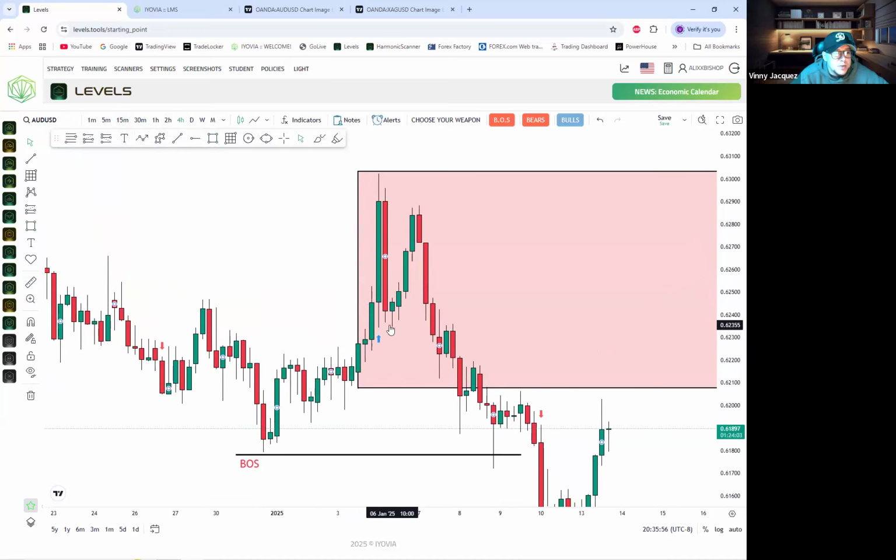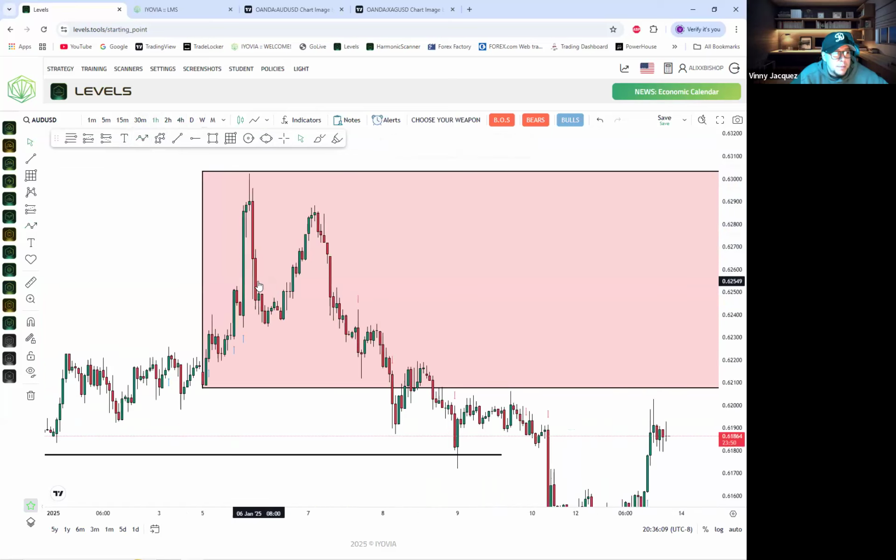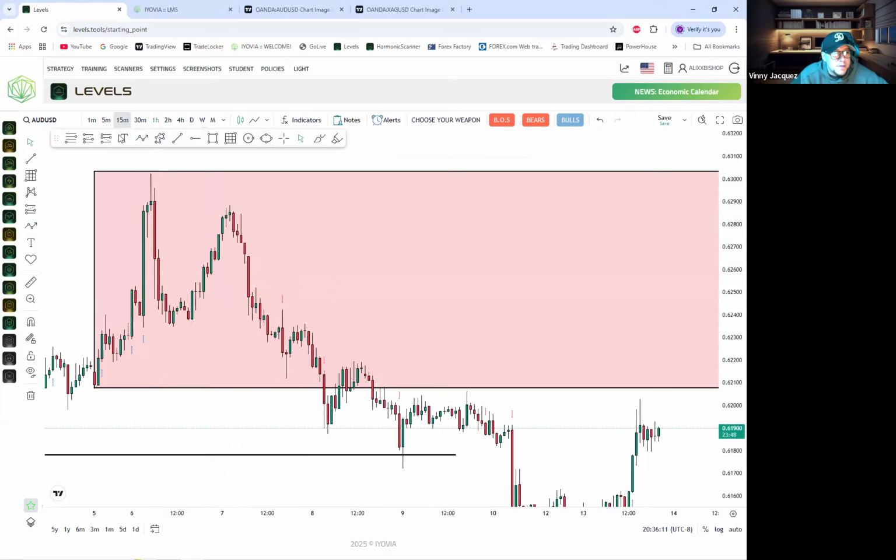Now I'm liking this one right here, to be honest. I really do, because I can see on the lower time frame, there's probably something right here that made the market come back. Right. So let's go ahead and just study that real quick. Let's drop down to the 1 hour. Oh, I can see it. Let's go to the 15.